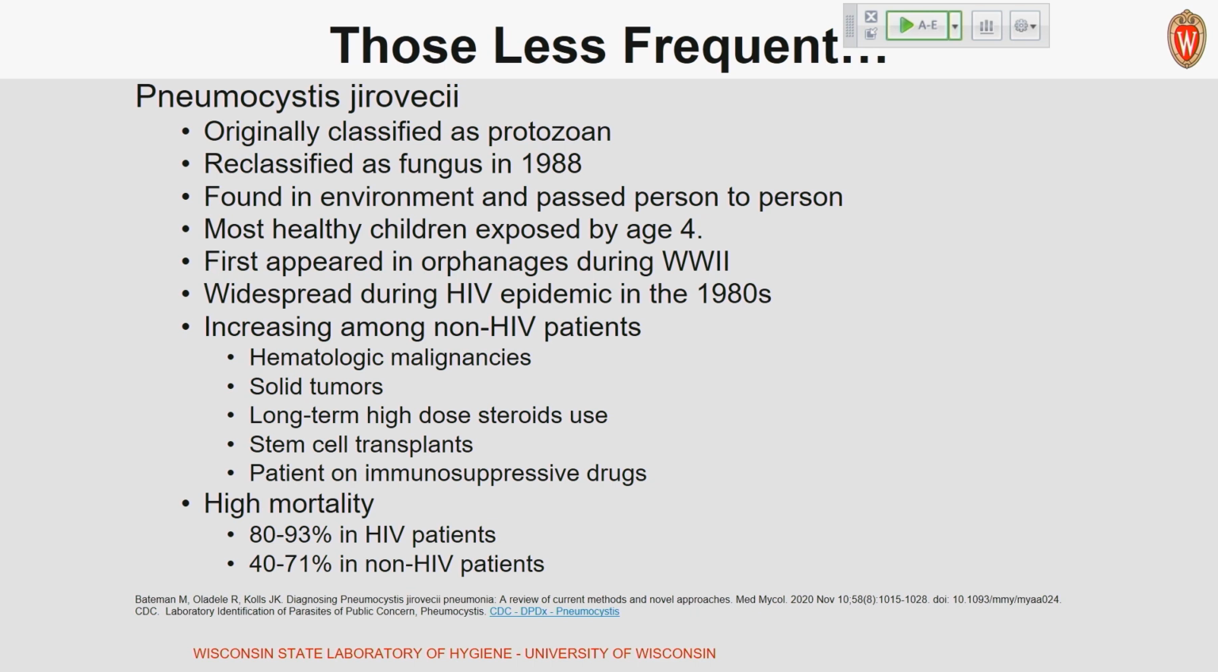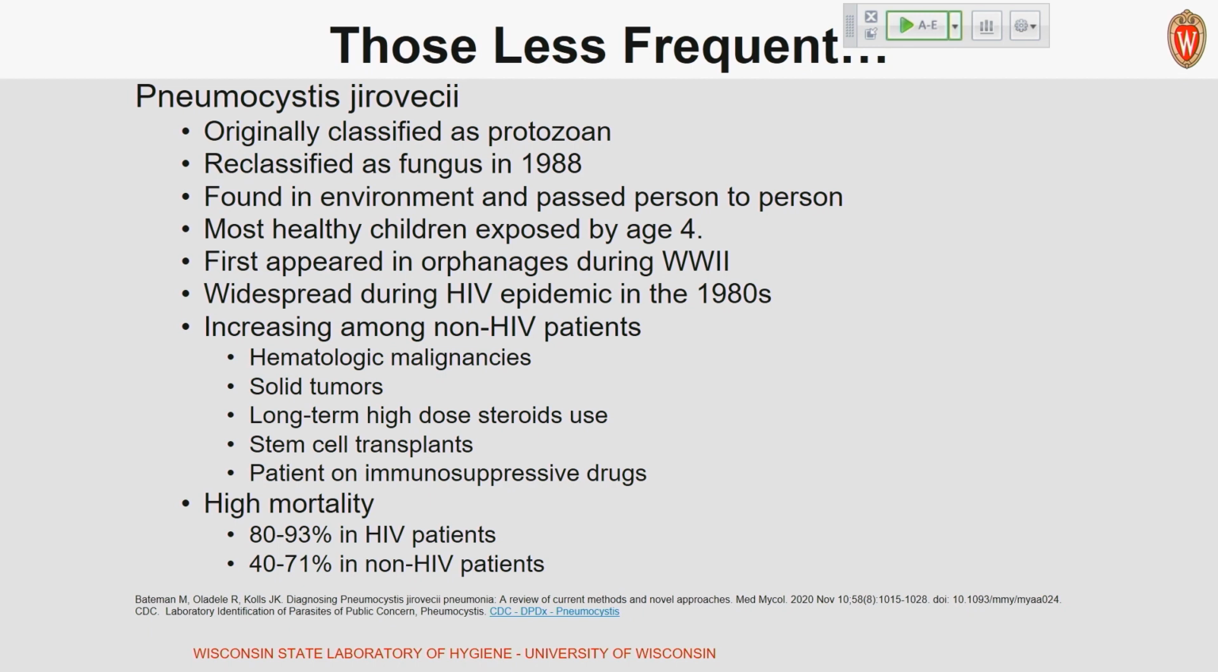What was interesting to me is that most healthy children are exposed by age 4 because it can be found in the environment and can be easily passed. First really appeared during World War II, and then it became widespread and well known during the HIV epidemic in the 1980s. More recently, it is becoming increasingly found in non-HIV patients as we have more chemotherapies, more immunosuppression therapies and things like that on patients. We're going to see there's going to be more patients that are susceptible to it.